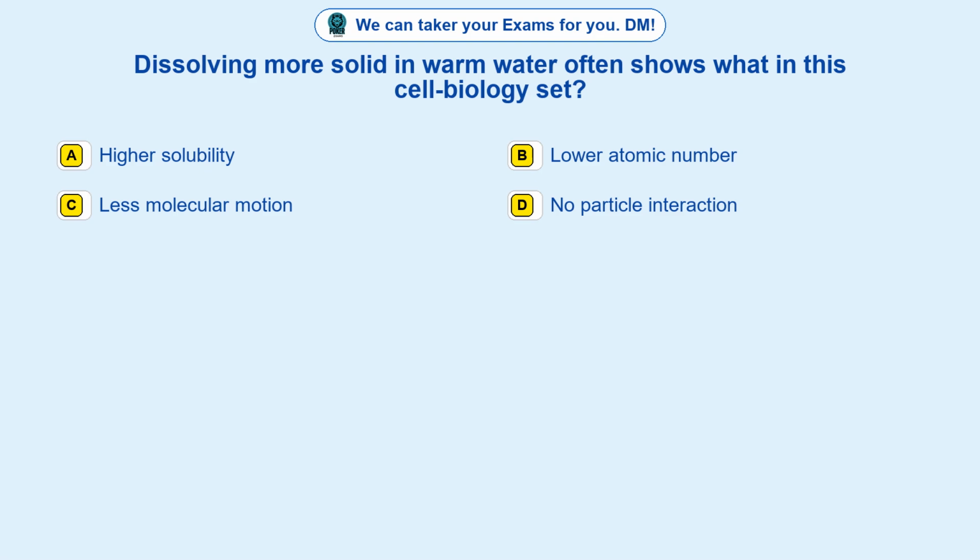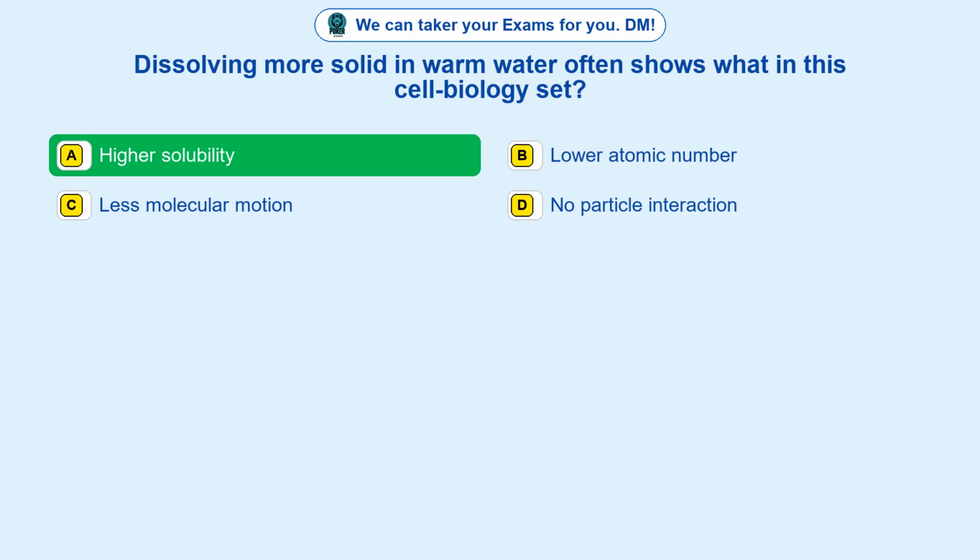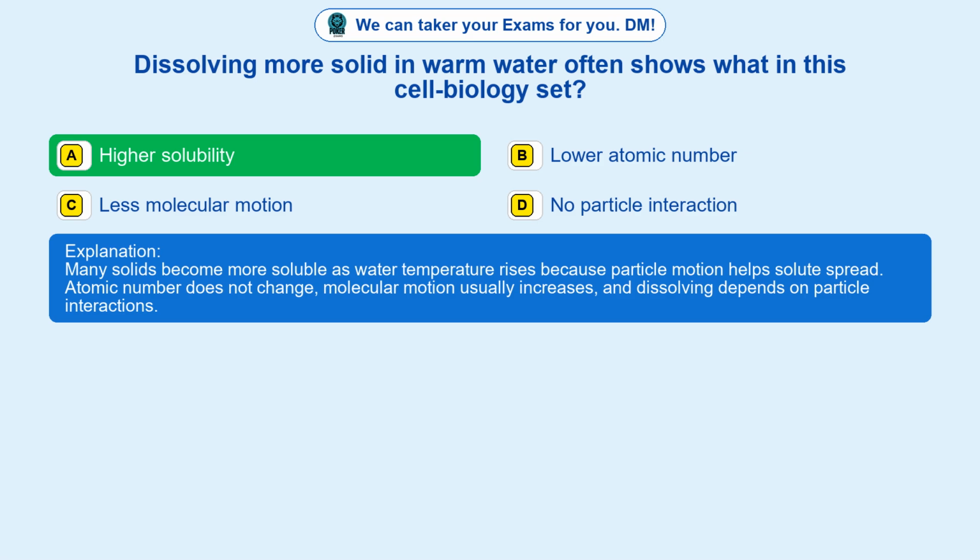Question 54. Dissolving more solid in warm water often shows what in this cell biology set? Option A, higher solubility. Option B, lower atomic number. Option C, less molecular motion. Option D, no particle interaction. The correct answer is option A, higher solubility. Many solids become more soluble as water temperature rises because particle motion helps solute spread. Atomic number does not change, molecular motion usually increases, and dissolving depends on particle interactions.